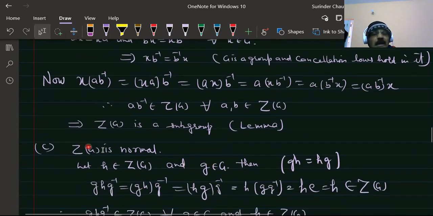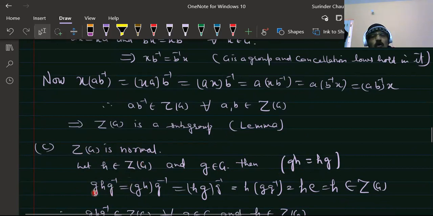Now I will show that Z(G) is normal. For Z(G) to be normal, let h belong to Z(G) and g belong to G. If h belongs to Z(G) and g belongs to G, then gh is equal to hg, because Z(G) is the center.